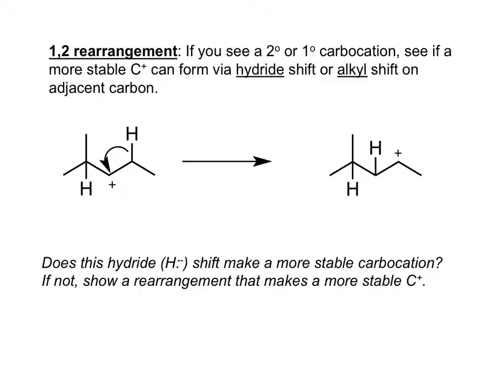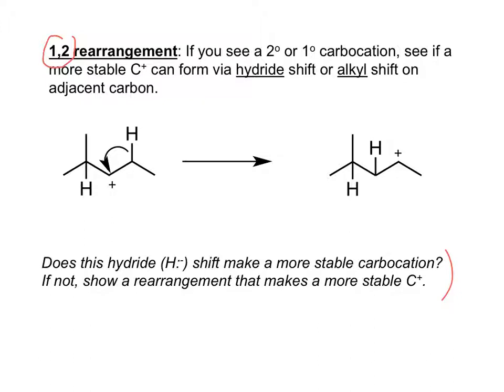A carbocation can rearrange to form a more stable carbocation via a hydride shift or alkyl shift on the adjacent carbon. The 1,2 refers to carbon 1 where the carbocation is, and carbon 2, which is the adjacent carbon where the hydride or alkyl group is. So stop the video and answer this question.